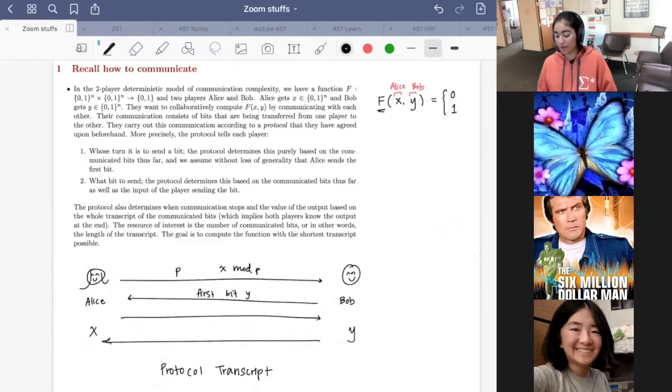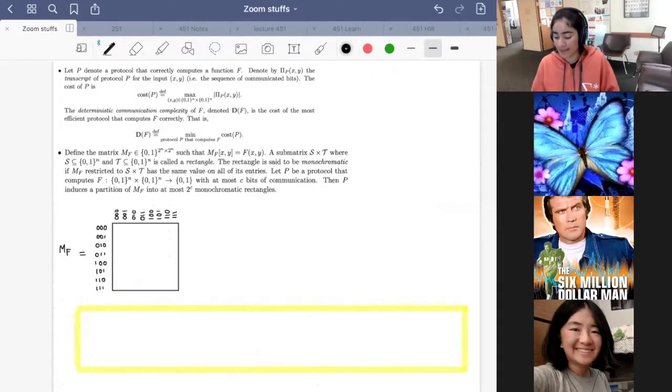It makes sense that we want this protocol transcript to be as small as possible. The less work they're doing sending things back and forth to each other, the more efficient this function is. So let's give ourselves some notation for the size of the protocol transcript. We're going to denote the protocol transcript by pi p. So pi is the transcript for the protocol p, and that's going to be how many bits they're sending back and forth to each other. The size of that transcript across all of the inputs, where you have to take the max over all the inputs because it's a worst case, is going to be the cost of our protocol.